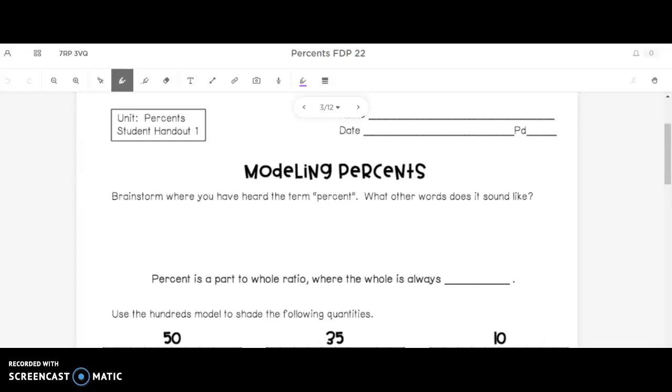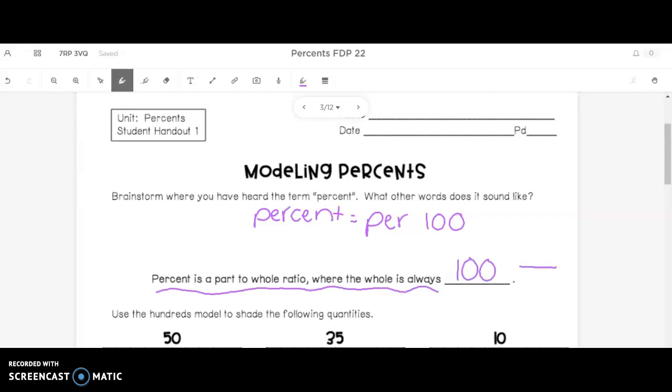All right, first of all, what I want you to know about the word percent is that percent means per 100. That means out of 100. Percent is per 100. Percent is a part to whole ratio where the whole is always 100. And what they're talking about there is when we can make a ratio with any number over 100, and this number up here would be the regular percent.